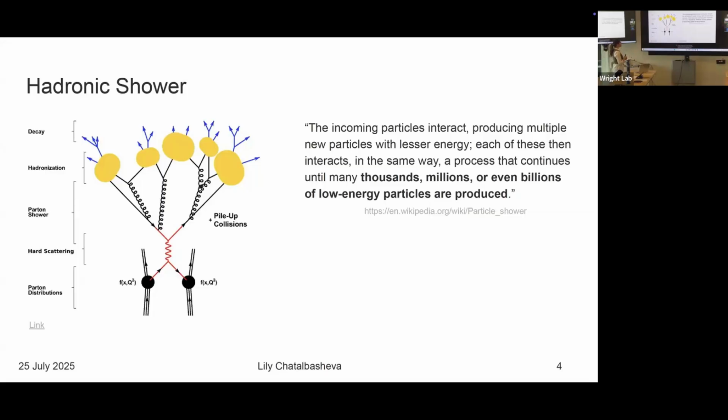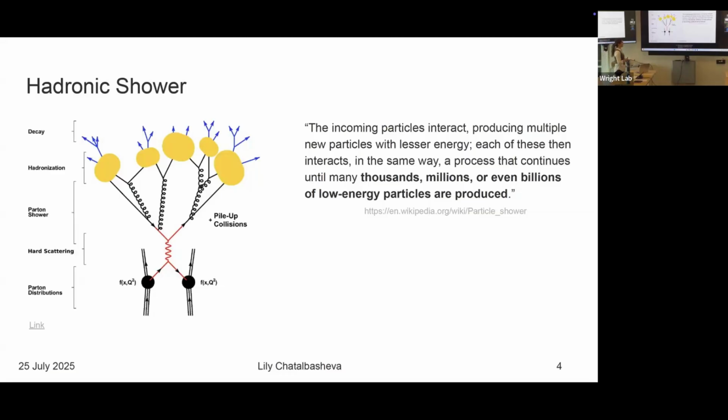And then it starts a shower of particles, where essentially this creates a whole avalanche of new quarks and new gluons, which interact with one another and create more and more. This leads to the creation of thousands, millions, and even billions of low energy particles. Towards the very end, they undergo hadronization, where quarks and gluons form other new particles, for example protons or neutrons, and towards the very end, they decay into other particles.